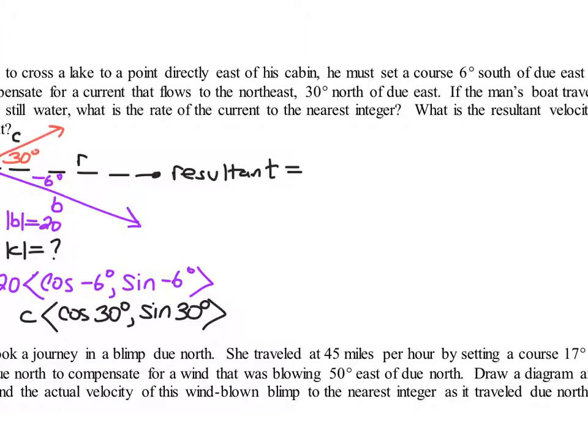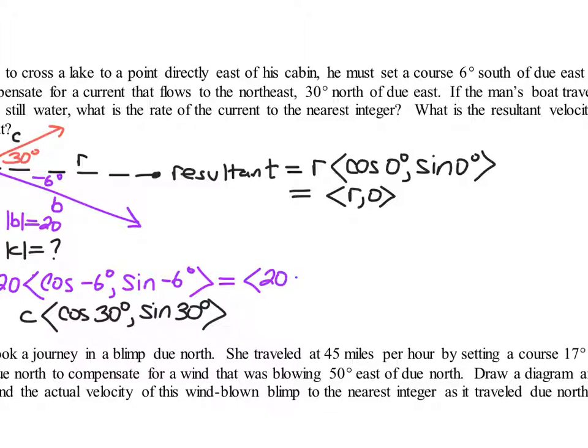I don't know what the resultant is. We'll call it R. But I do know that it's going to be the result of cosine 0 degrees, comma, sine of 0 degrees. So R, comma, 0. So for the boat, I really don't feel the need to go to decimal form just yet. I'll do it later. I can run through with the 20 and make it 20 cosine negative 6, 20 sine of negative 6.